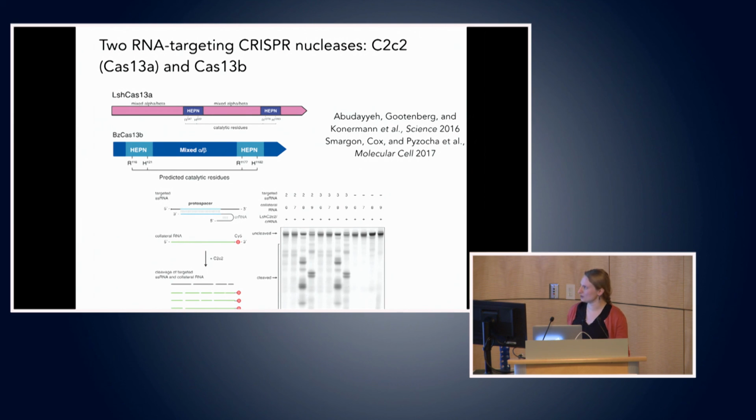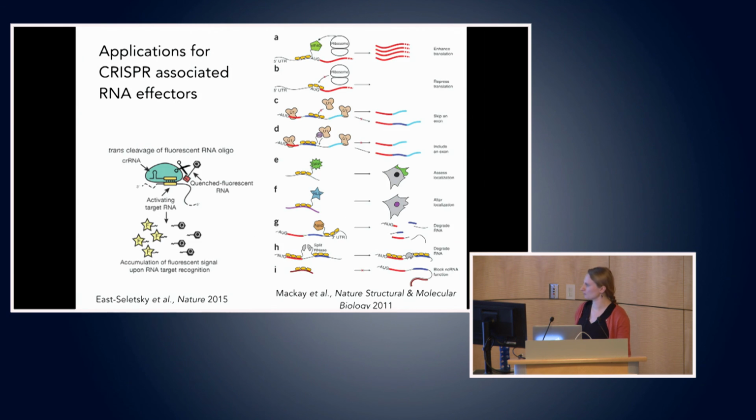An interesting thing to note is that both of these enzymes also have this property called the collateral effect. What the collateral effect is: if you prime cleavage of these enzymes, so if it has on-target cleavage, once it has that initial on-target cleavage activity, it then becomes this non-specific RNase, which is perhaps not ideal if you're trying to just knock down a certain RNA, but could be useful for other processes.